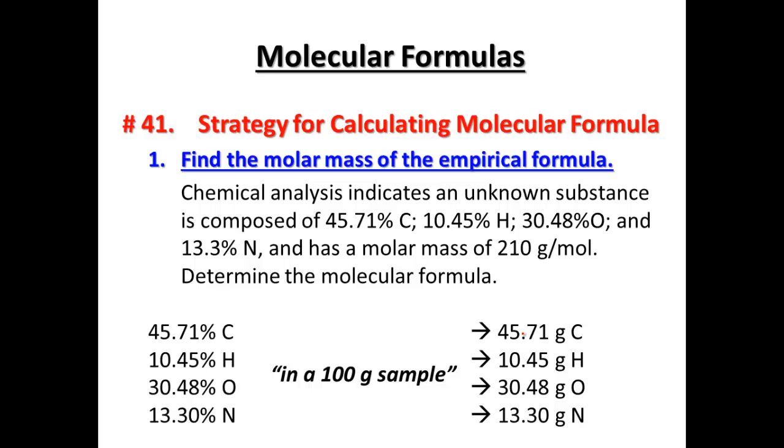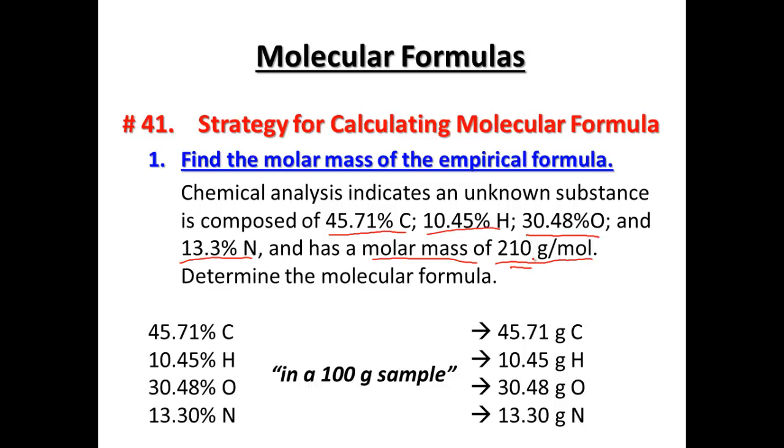So we're going to start out with the problem. Chemical analysis indicates an unknown substance is composed of 45.71% carbon, 10.45% hydrogen, 30.48% oxygen, and 13.3% nitrogen. And it has a molar mass of 210 grams per mole. That'll be important later on, but not right now.